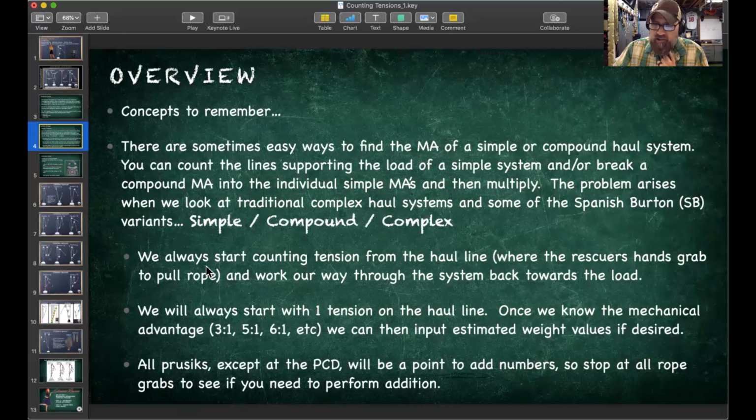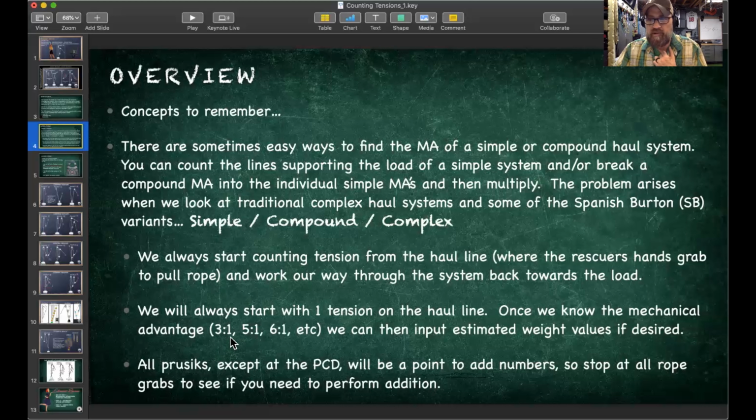So we always start counting tensions from the haul line, where the rescuer's hands grab to pull the rope, and work our way back through the system all the way to our load. We'll always start with 1 tension when we input on the haul line. The reason that we do that is regardless of how much you can pull, we just count that as 1 tension. So if you get up on that rope and you pull 100 pounds, still 1 tension, because that force that you're putting into it is the 1 on the mechanical advantage ratio.